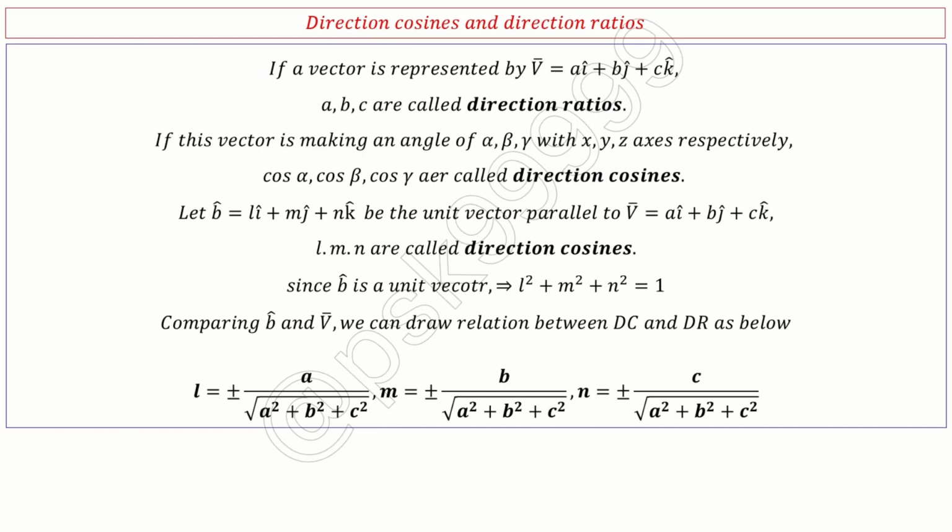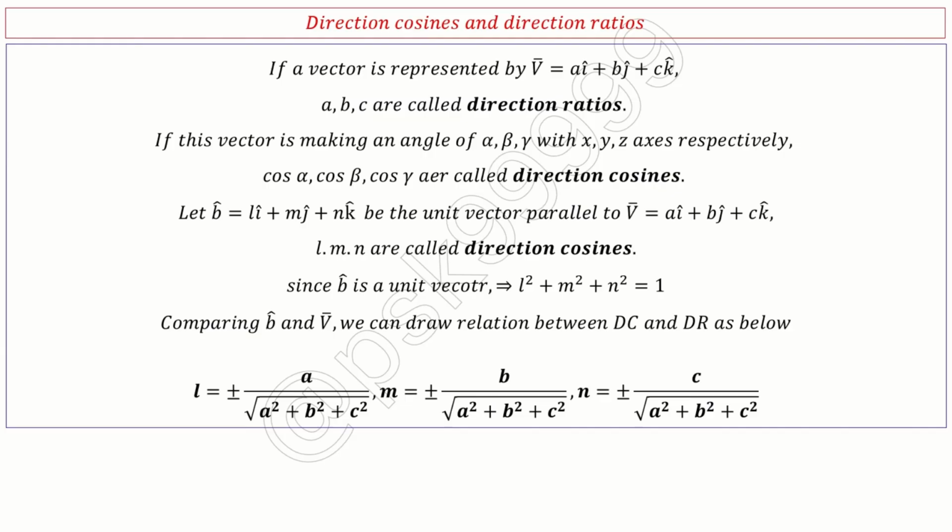There are two concepts: direction cosines and direction ratios. What are direction ratios? This is how we normally represent a vector in 3D geometry: v bar equals a i cap plus b j cap plus c k cap. If this is your regular way of representing a vector in 3D space, then a, b, c are called the direction ratios. The terminology is important.